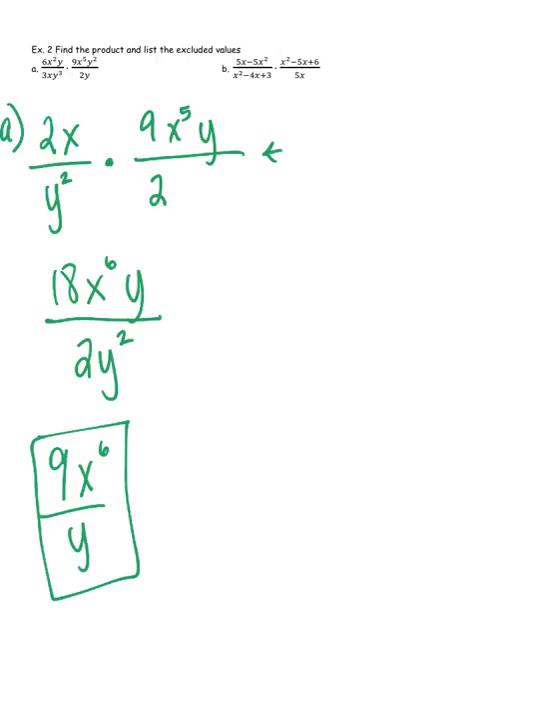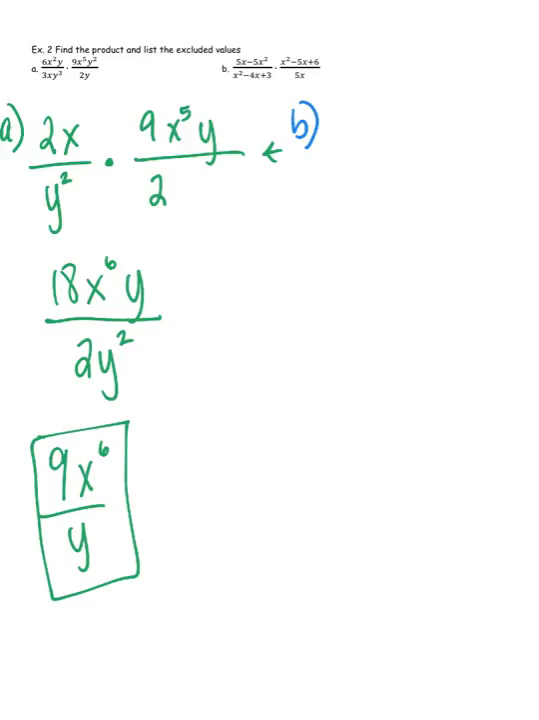I could have also looked at this point and said, oh, a y in the top right and a y squared in the bottom left could cancel out as well. So it's kind of whatever you see, whatever you feel comfortable with, but just try to simplify as much as you can before actually multiplying straight across. Okay, and so now let's work on part B.